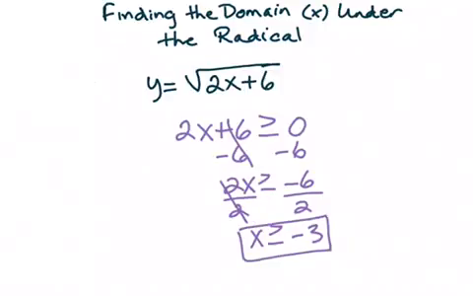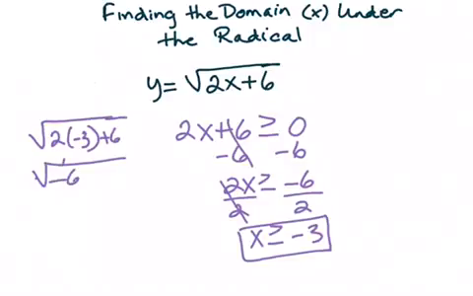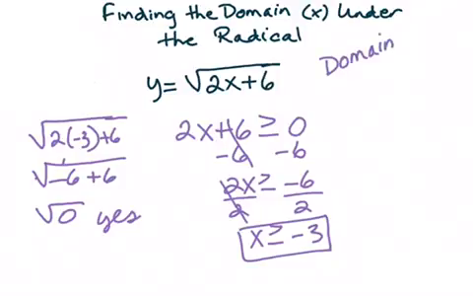All right, now let's try something. Let's go 2 times negative 3 plus 6. Well, doesn't that equal negative 6 plus 6? Well, doesn't that equal 0? Yes. Can you have the square root of 0? Yes, you can. But this answer, the domain numbers, in other words, all the x numbers, have to be greater than or equal to negative 3.